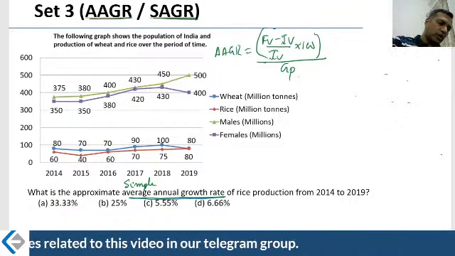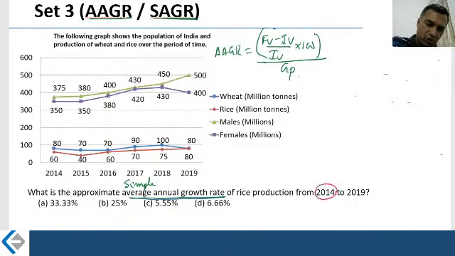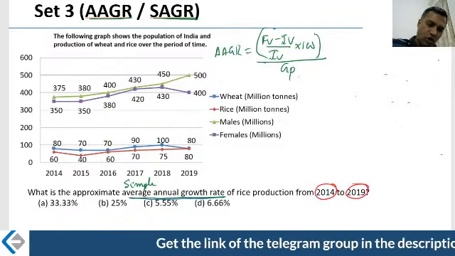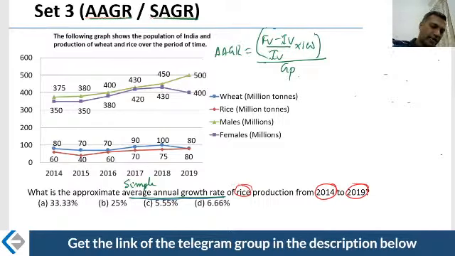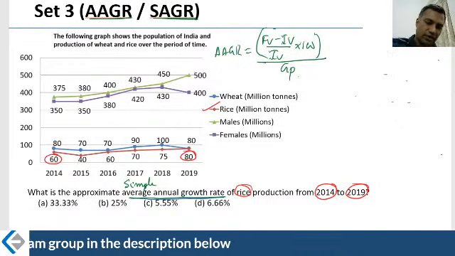Okay, let's now take a look at this particular question. Which year to which year, friends? 2014 to 2019. Which commodity am I talking about? Rice. Great. What is the rice value in 2014? 60. In 2019, what is the value of rice? 80. What is the legend for it? That crimson red color, right? So you are saying that 60 to 80.